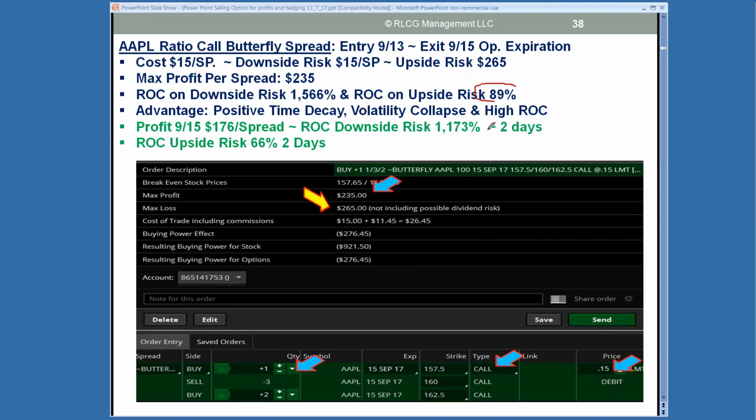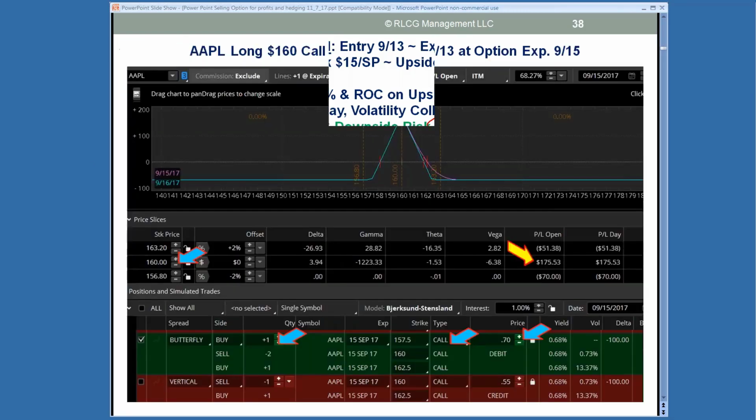The upside risk is 235 would be your 265 your potential loss. So that would give you a 89% return. Now this trade actually ended up making 176 per spread. So that return on your downside risk of that $15 was 1173, and the upside was 66, and that was over a 2-day period.